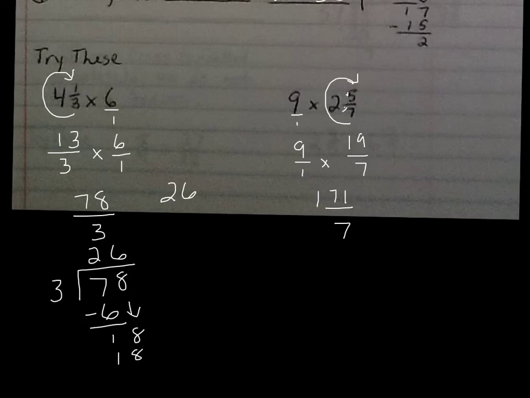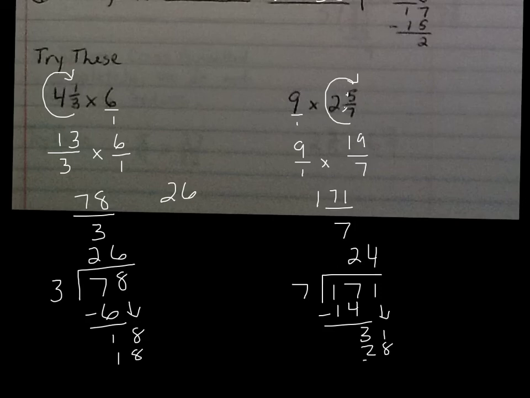Then we divide. 171 over 7. 7 goes into 17 2 times. That's 14. Bring down the 1. 7 goes into 31 4 times. That's 28. We got 3 left over. So it's 24, and 3 over 7 is our answer.